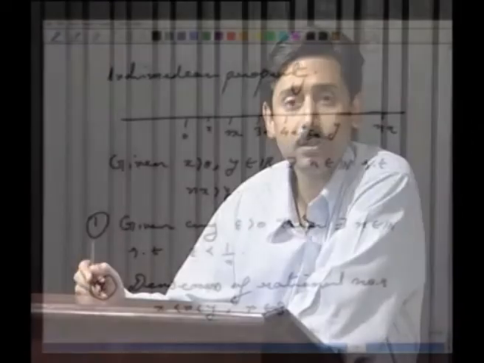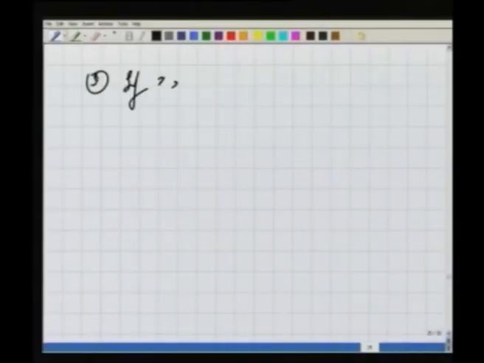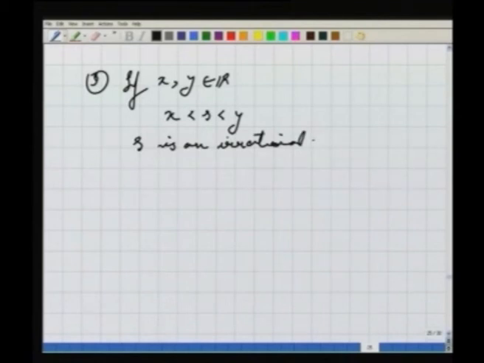And then we have proved the analogous property for the irrational numbers. That is, if x and y are two real numbers such that x is strictly less than y, then just like rationals, there are irrationals also which lie in between x and y. That is, x is less than s, less than y, and s is an irrational number. That is, there are enough rational numbers and irrational numbers in the real line.